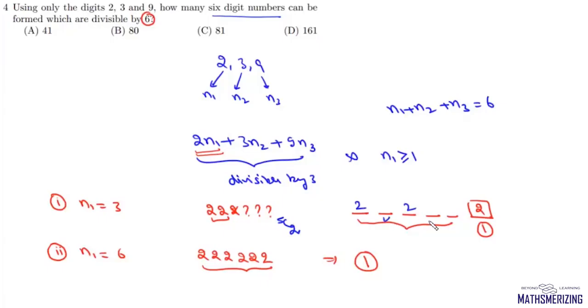So suppose we select 2 places here. Now in the remaining 3 places, we have 2 choices each. Either we can put 3 or we can put 9. So here we have 2 choices, here also we'll have 2 choices, and here also 2 choices. So it'll be simply 2 cube. So for n1 equals 3, there'll be 80 such numbers, and for n1 equals 6, there'll be only one such number. So the total number of such numbers which can be formed with 2, 3 and 9 and which are divisible by 6 will be 81, and that's your option C.